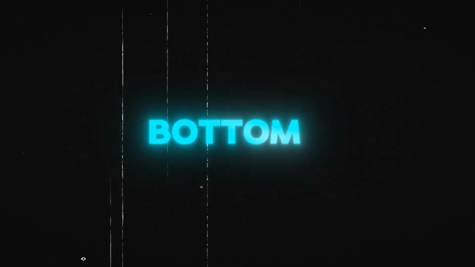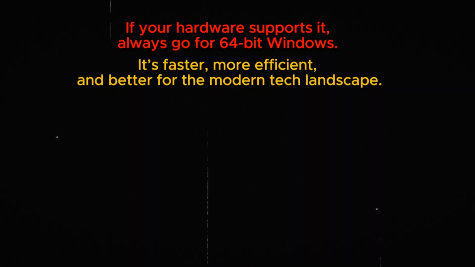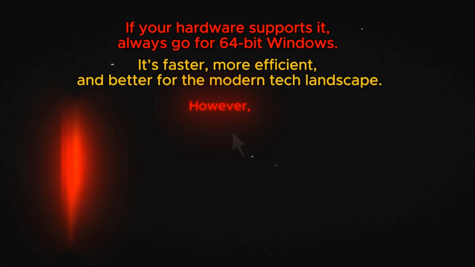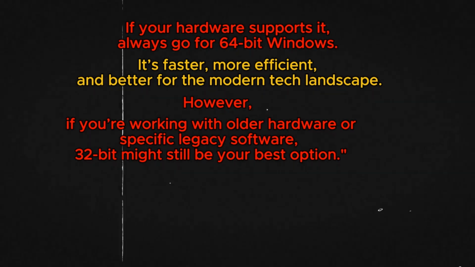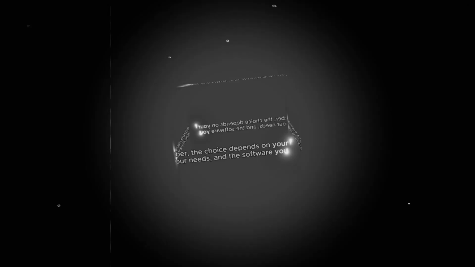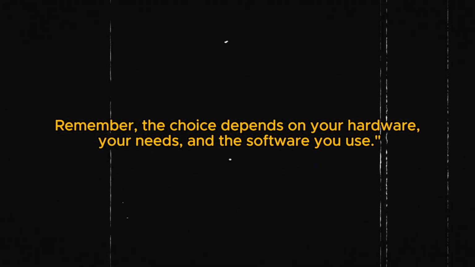So, here's the bottom line. If your hardware supports it, always go for 64-bit Windows. It's faster, more efficient, and better for the modern tech landscape. However, if you're working with older hardware or specific legacy software, 32-bit might still be your best option. Remember, the choice depends on your hardware, your needs, and the software you use.